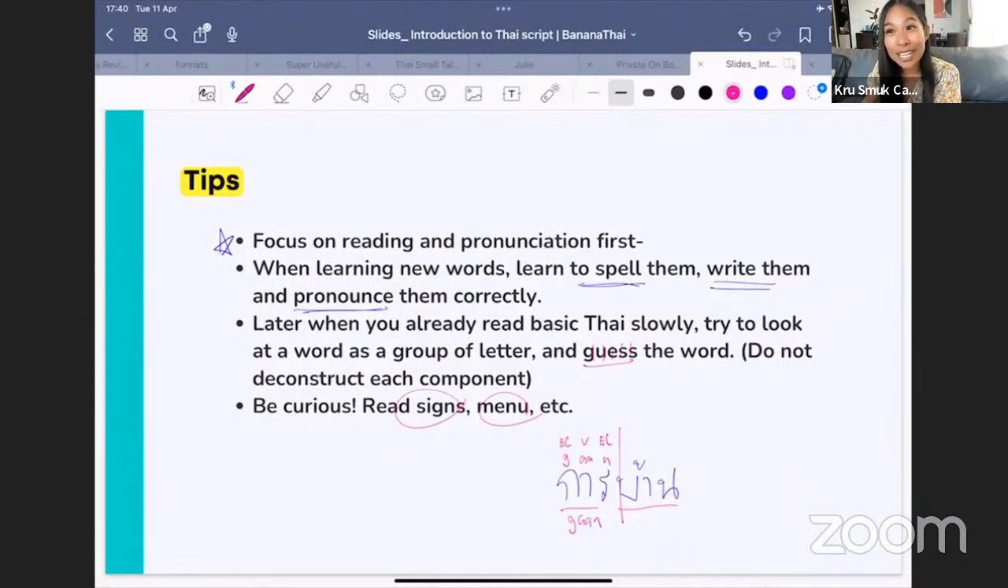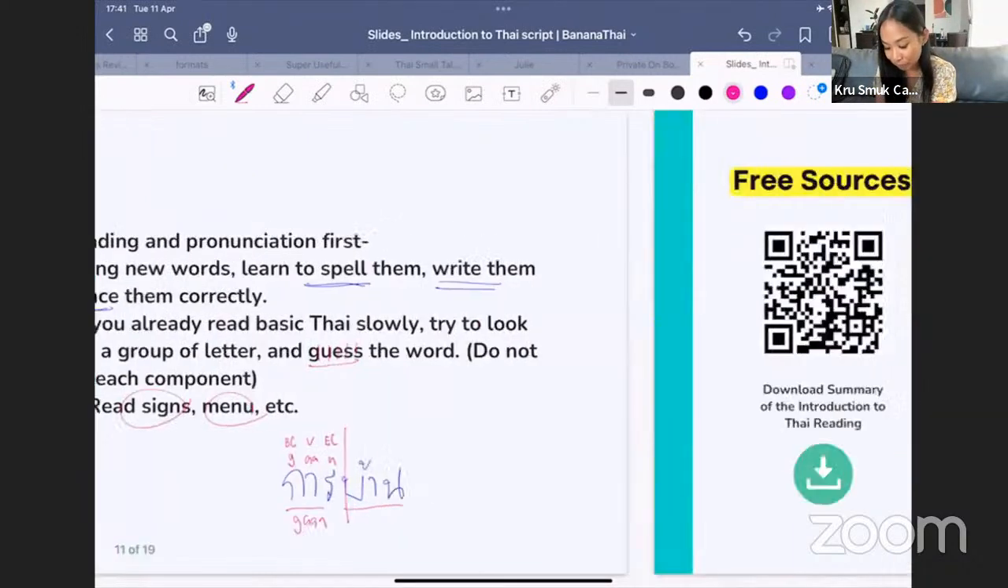And then you know what? It's actually fun when you start to recognize, oh, that's mama. Oh, that's the word nam. Oh, that's the word pai. So at the end, you will become very, very engaged in learning Thai. So here are the tips from the bottom of my heart and from my experience to help you become successful in learning basic Thai script.